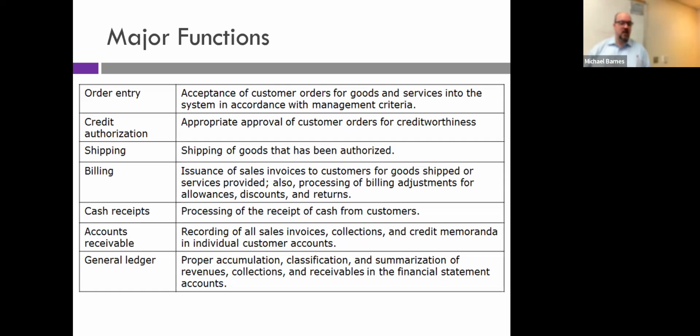Cash receipts. Cash is an asset. So what are we going to talk about with respect to custody, authorization, recording? What is this one? Cash receipts.